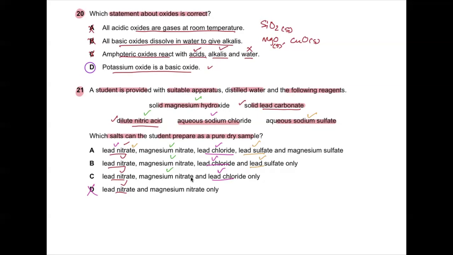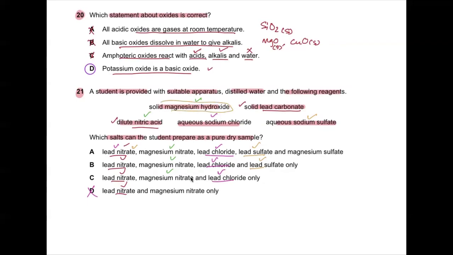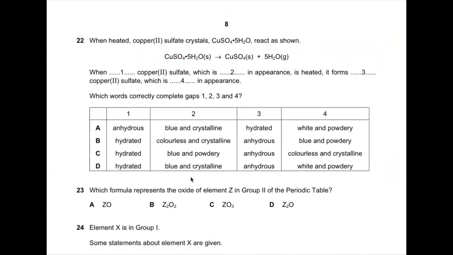Now we are left with the magnesium sulfate. Magnesium sulfate is water soluble, so we need a sulfuric acid to react to form the magnesium sulfate. So magnesium sulfate doesn't form, A goes wrong. And lead sulfate is not present in C, so C goes wrong. So our correct answer is B. Is this clear to all of you? Yes, sir.